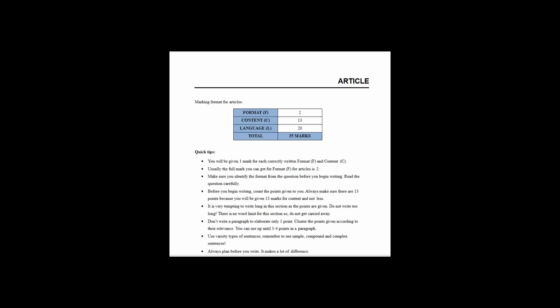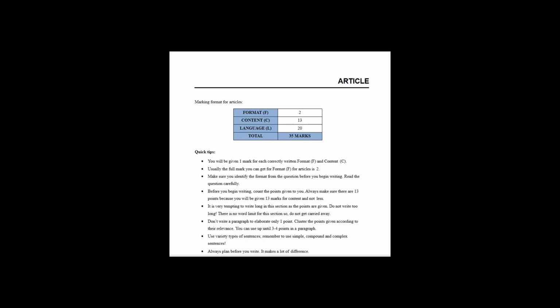So I would like to share with you some quick tips so that you will take this as a lesson for you, so that you will prepare yourself before you sit for the exam. The first thing is you will be given 1 mark for each correctly written format F and content C. When you write the correct format and correct content, you will get 1 mark.